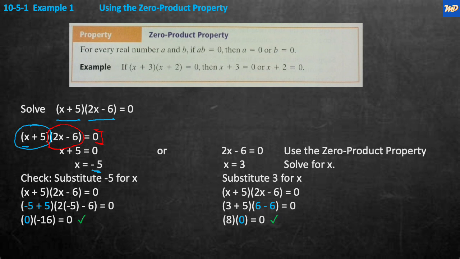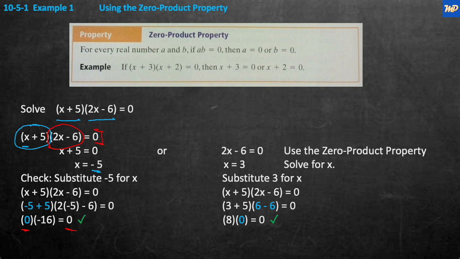And we can check it. Substitute minus 5 for x. If we put a minus 5 in the first binomial, we have minus 5 plus 5 times 2 times minus 5 minus 6 equals, and it doesn't matter what it equals because the right-hand side is equal to negative 16, but the left-hand side is equal to 0, and 0 times anything is 0.